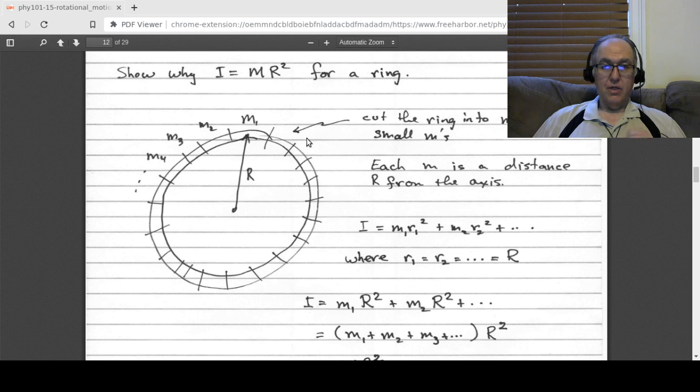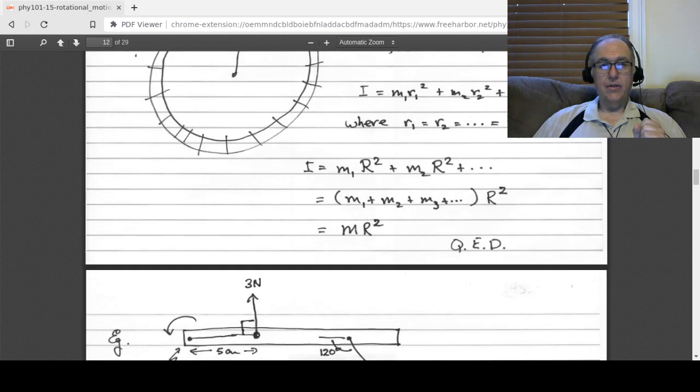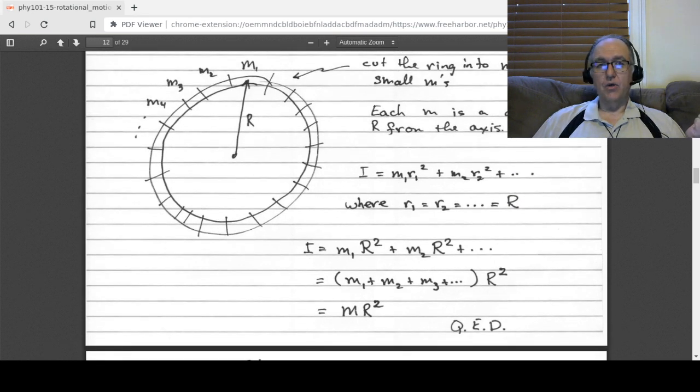Then I can factor out the R squared, and I get m1 plus m2 plus m3 plus dot dot dot, times R squared. But if I add up all the little masses, what do I get? The total mass, so that's equal to MR squared. So what did I do? Basically, I showed you that if you apply this formula, which is the definition of the moment of inertia for point masses, to a ring, you get the formula that I gave you above. You could do that with all the shapes, and you'll get the same answer.